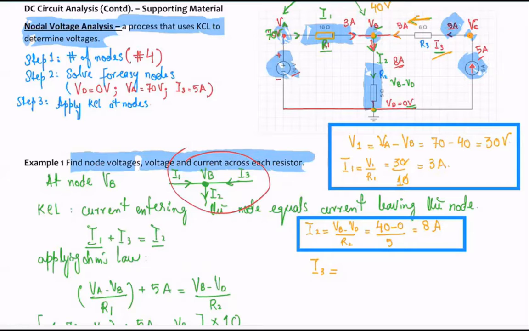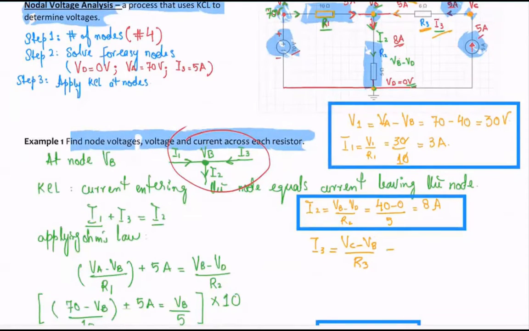So I3 equals V over R, where V is the voltage across R3, which is going to be the potential difference of VC and VB. So this is going to be VC minus VB divided by R3, okay? Now, if I rearrange this equation, I will get VC, that's what we are looking for. VC equals I3 R3 plus VB, okay?